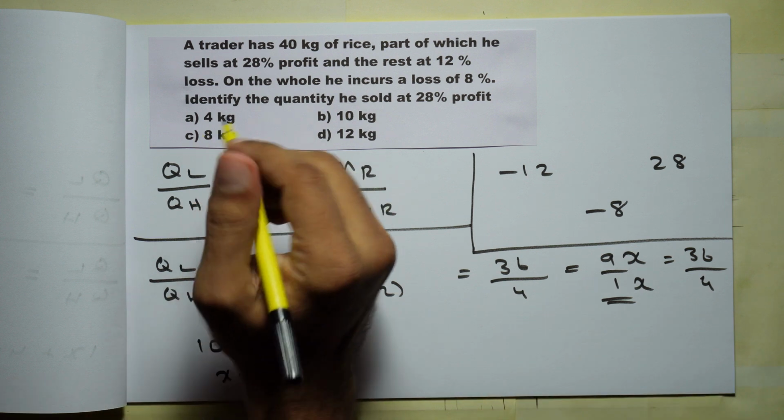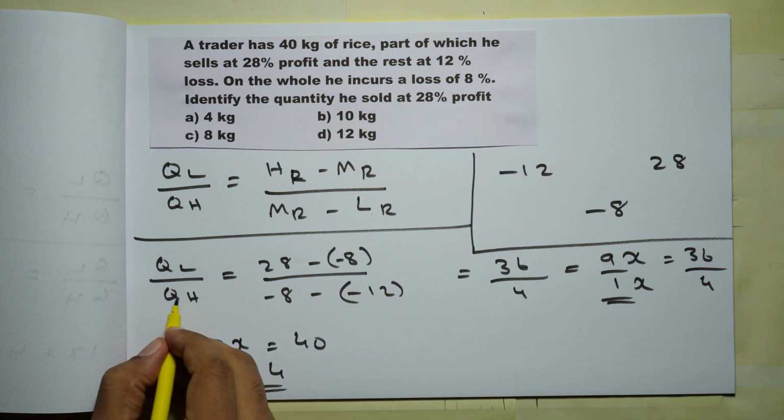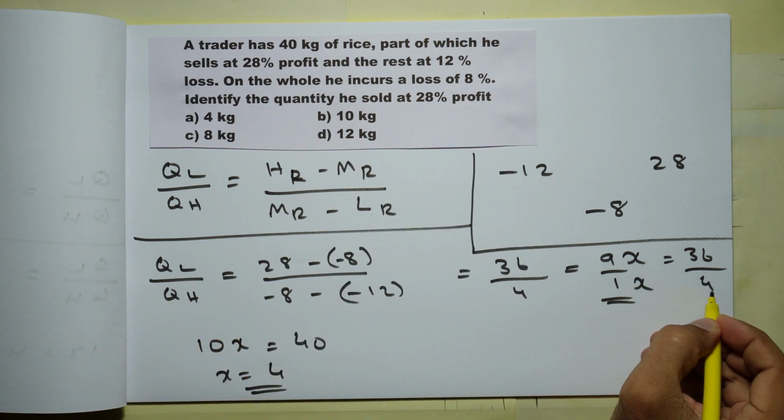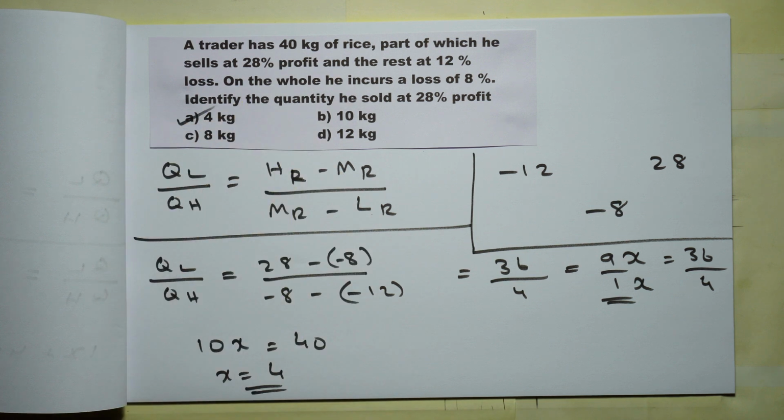Now the question is, identify the quantity he sold at 28% profit. That is higher returns. So that quantity is 4 kilograms. So option A, 4 kilograms.